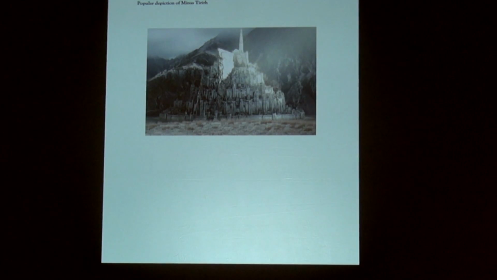This is probably the most familiar image of this kind of city to you. It's Minas Tirith from Tolkien, Peter Jackson's film, The Lord of the Rings. This city of circles, right? It's a counterintuitive form for a city. I mean, when Europeans built cities in America, they built grids, Cartesian grids, right?